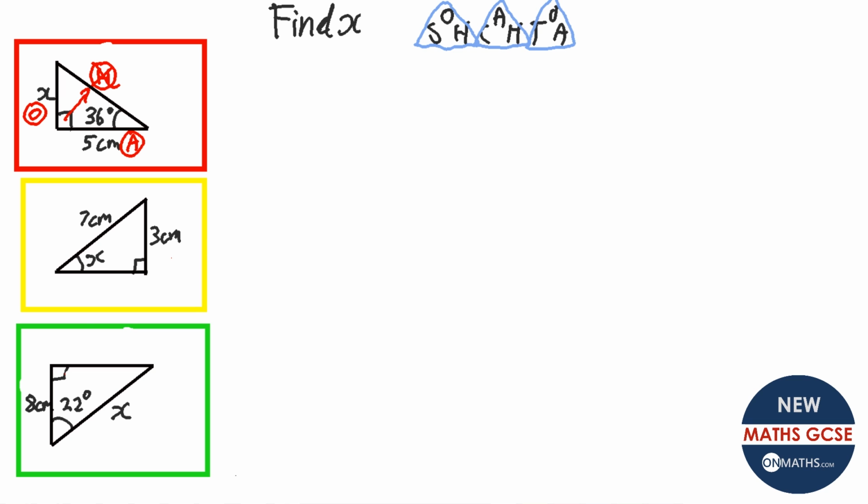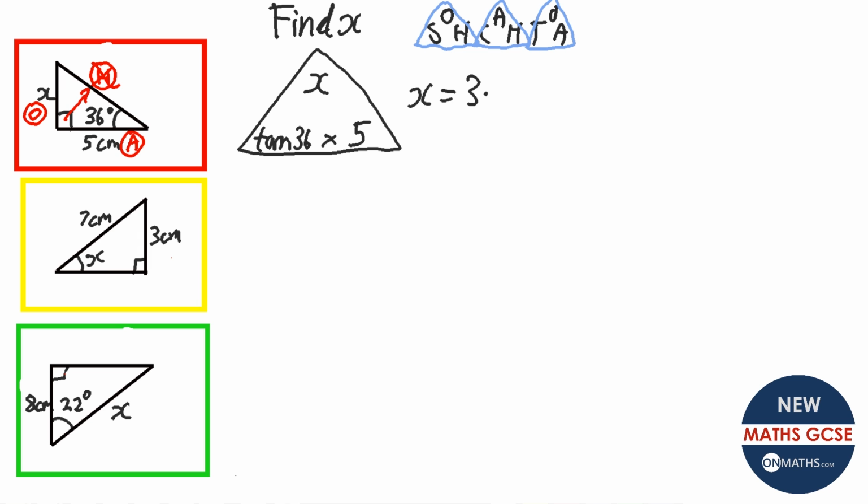Okay, so for the first one we're using O and A, so it's going to be tan. Okay, so it's going to be tan the angle, tan 36, and it's O, so it's X over A is 5, so we'll be multiplying them together. So X equals, and we're going to be doing tan 36, close the bracket, times 5, which is 3.63 centimetres, again to 2 decimal places. Okay, now let's move on to the next one.